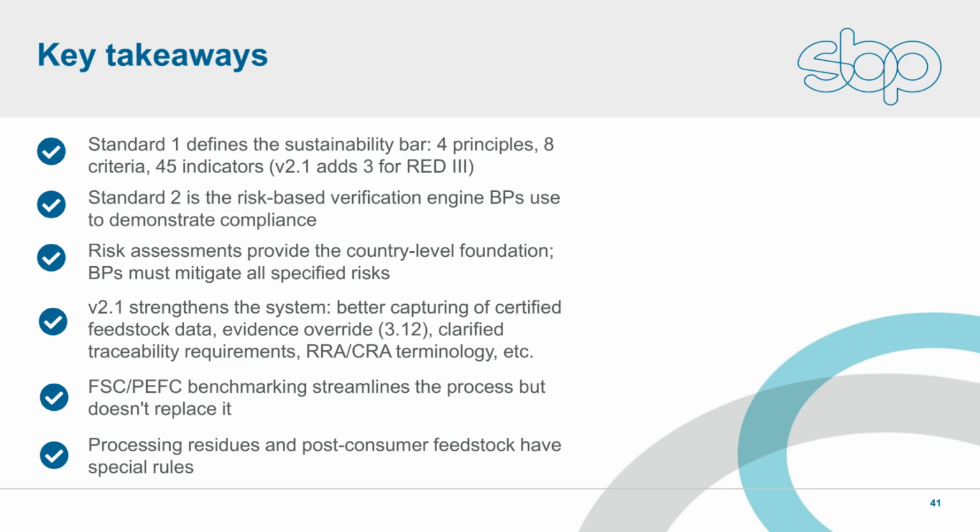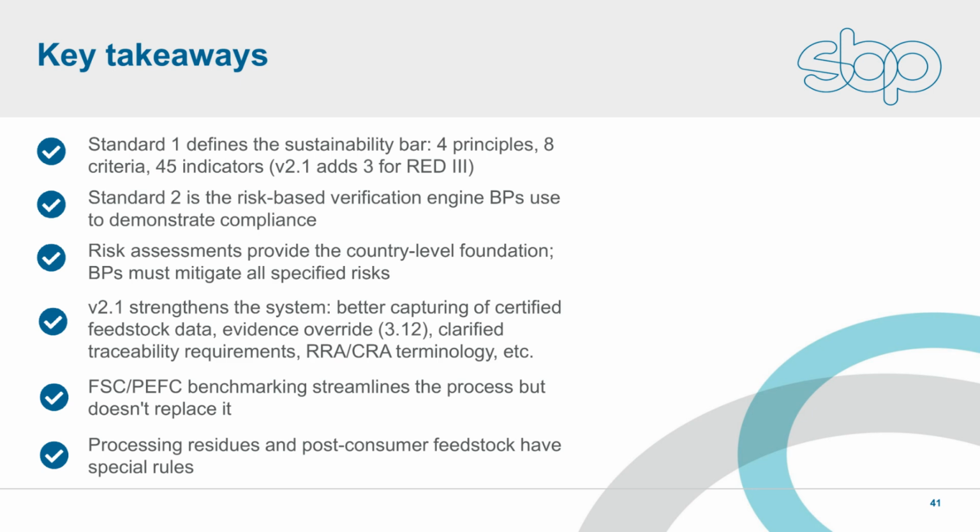Before we close, let me pull the whole module together with 6 key takeaways. If you remember nothing else from this session, these are the points I'd ask you to hold on to. First, Standard 1 defines the sustainability bar, 4 principles, 8 criteria, and 45 indicators, with version 2.1 adding 3 new indicators to align with the EU's Renewable Energy Directive, RED3. That's the bar every biomass producer has to clear.